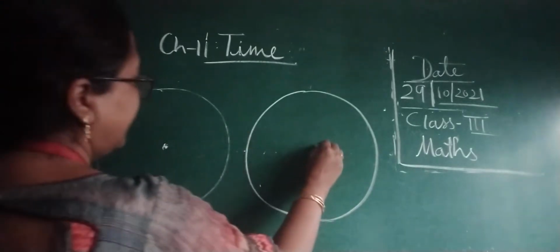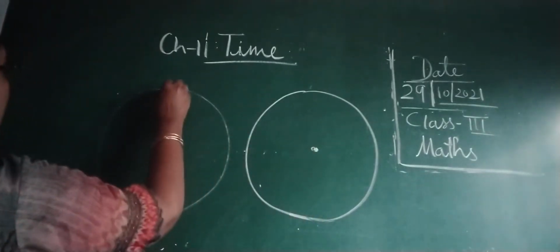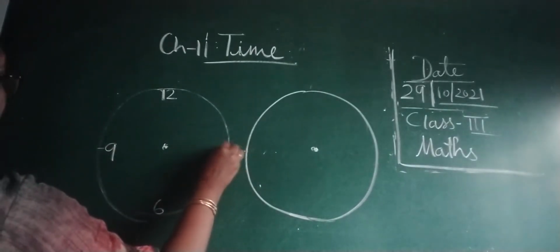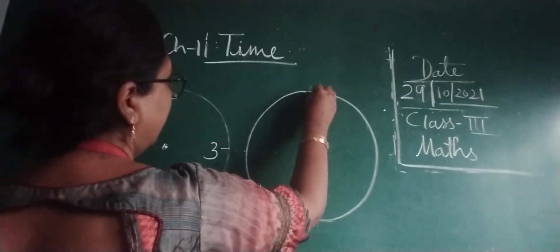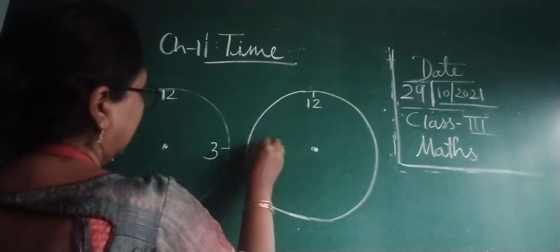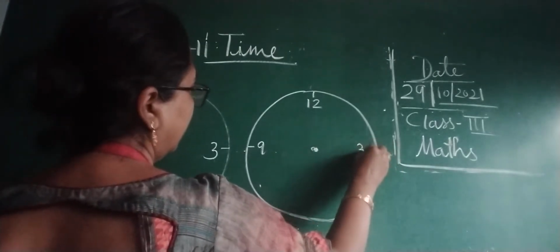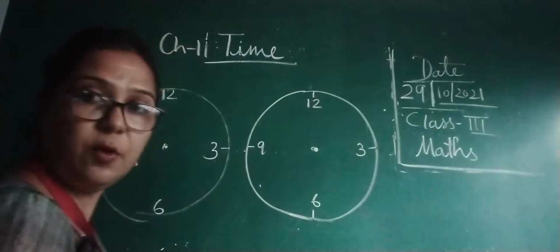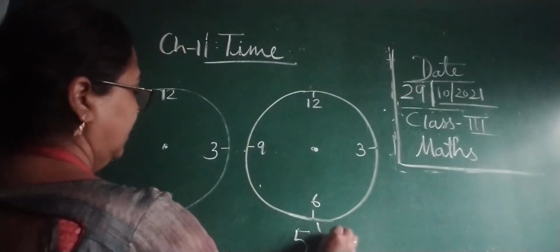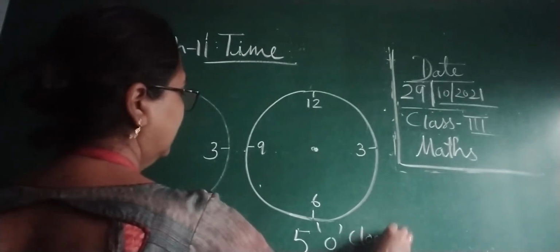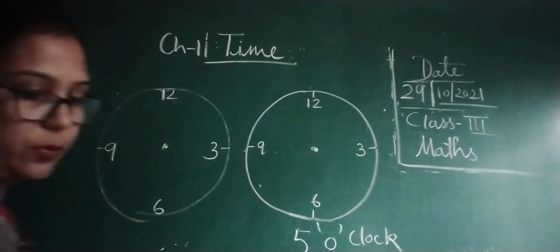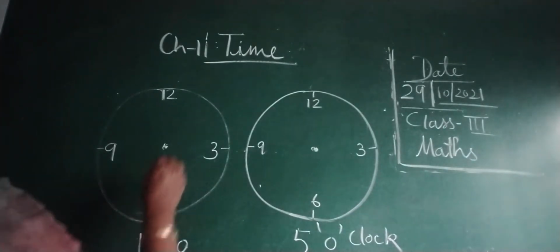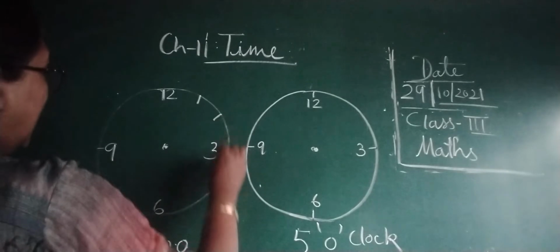Draw a center line. Now here we will write 12, and here 6, here 9, and here 3. Similarly, we will do over here also: 9, 3 and 6. Here we have to show 5 o'clock. Now here we have to show 1 o'clock. So here children, we are going to complete our clock.